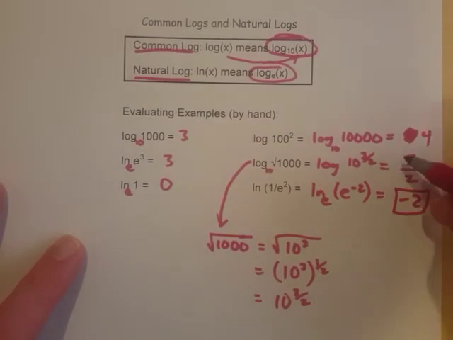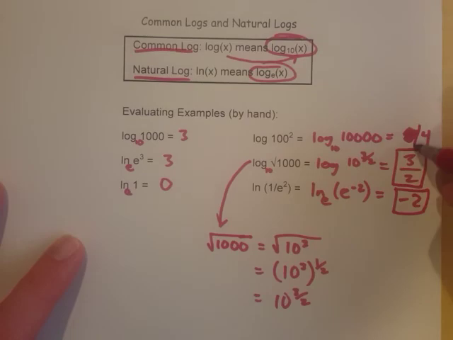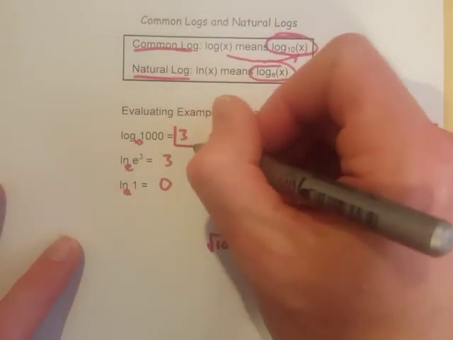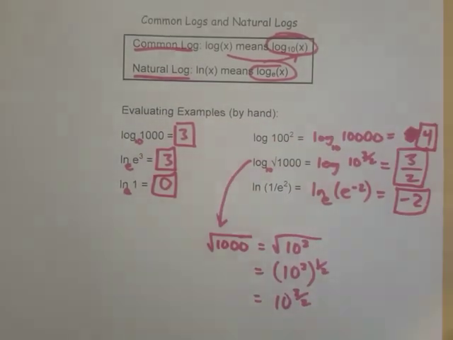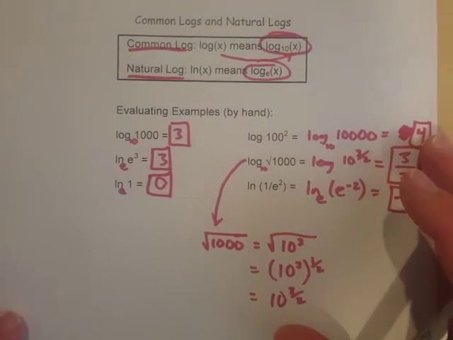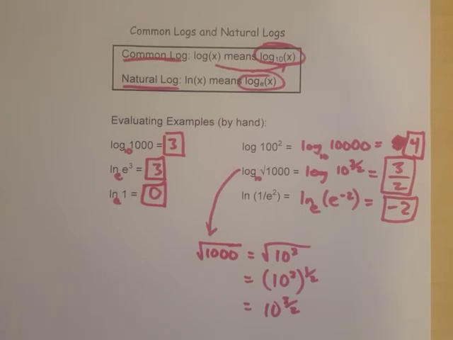So we've done all of those by hand. You can check them by calculator just because your calculator has those buttons, but try to do these by hand. That's the skill that will be handy for you as we go on in this chapter.